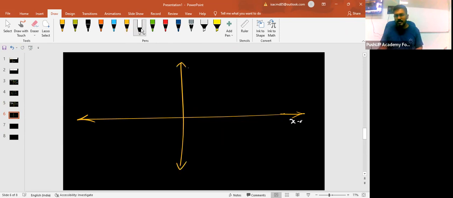This is your x-axis. This is your y-axis. Let me take a point over here. Yeah, this is the line. So what should be the equation of this line? X is equal to 1.